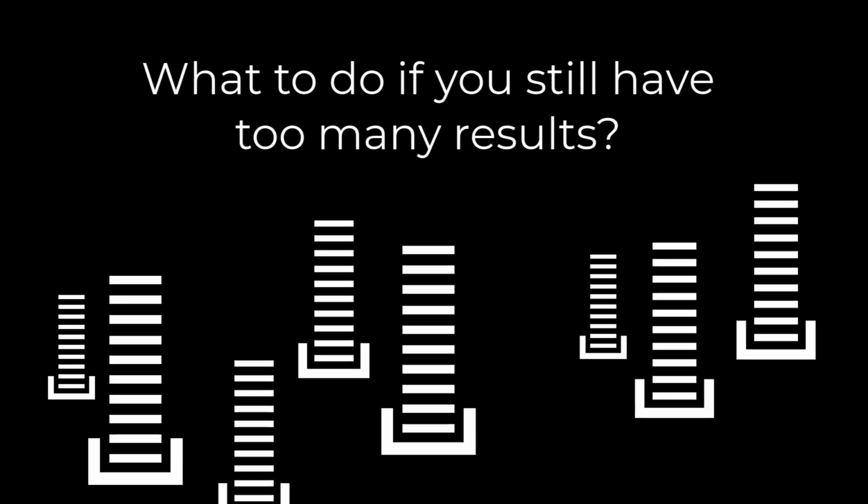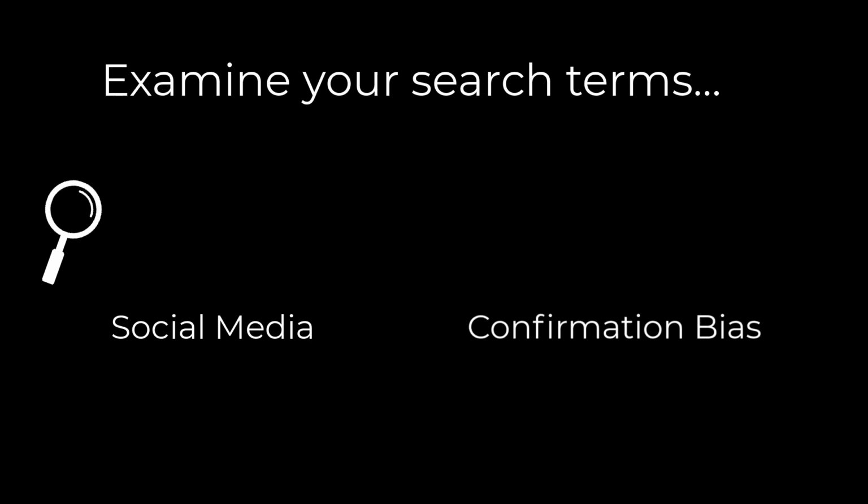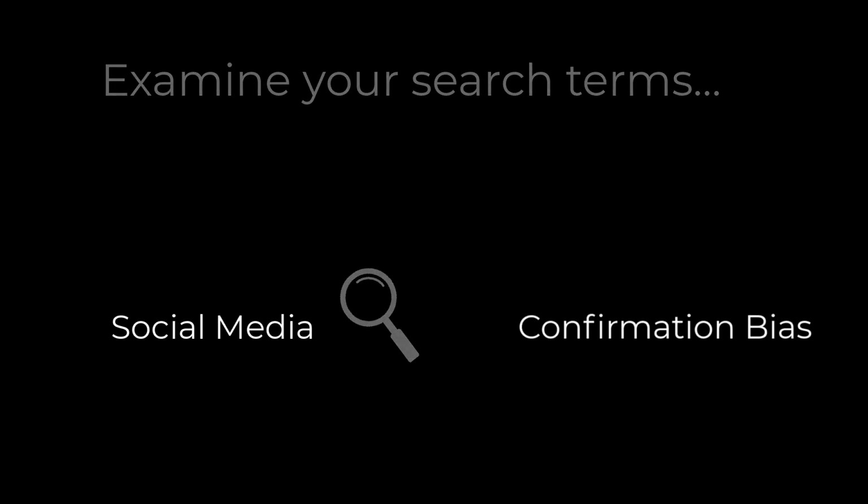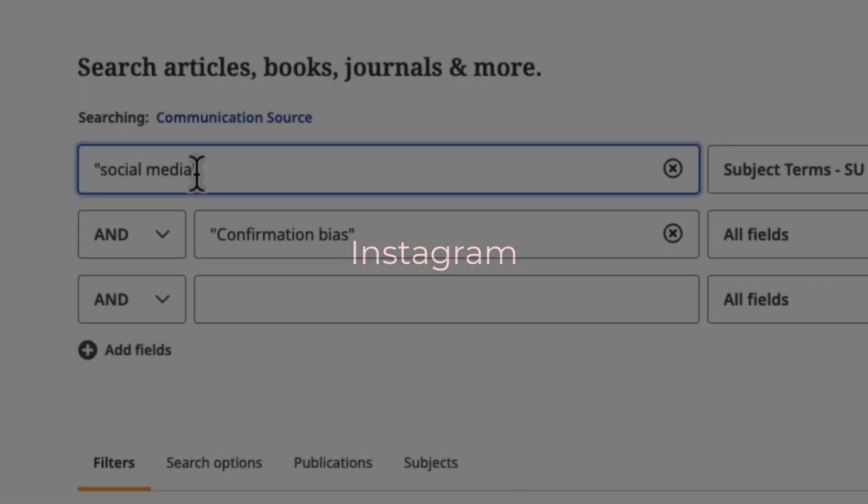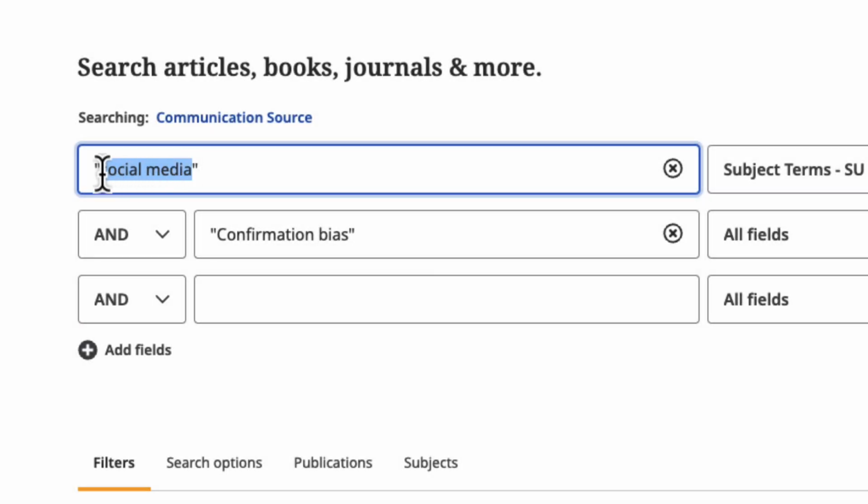What to do if you still have too many results. Examine your search terms, social media and confirmation bias. When you look at the two of them, we know that social media can be further narrowed down. Two forms of social media that you could use are Instagram and TikTok. We're going to use Instagram. So just replace social media with Instagram. And now you will have less results.